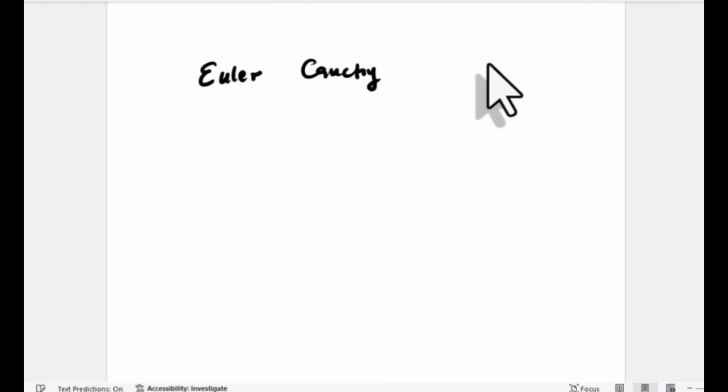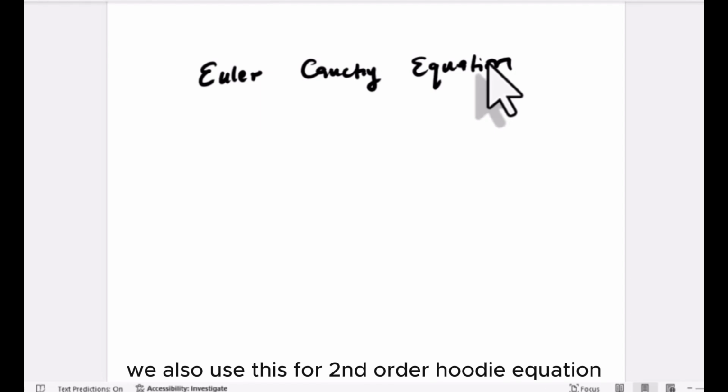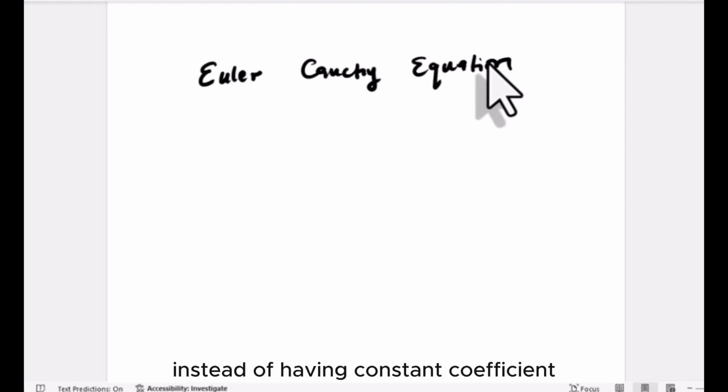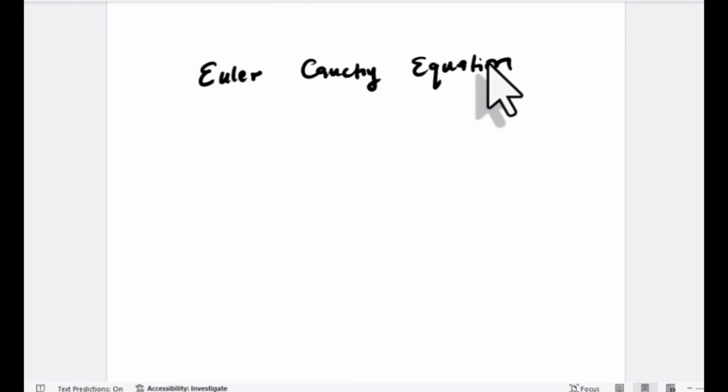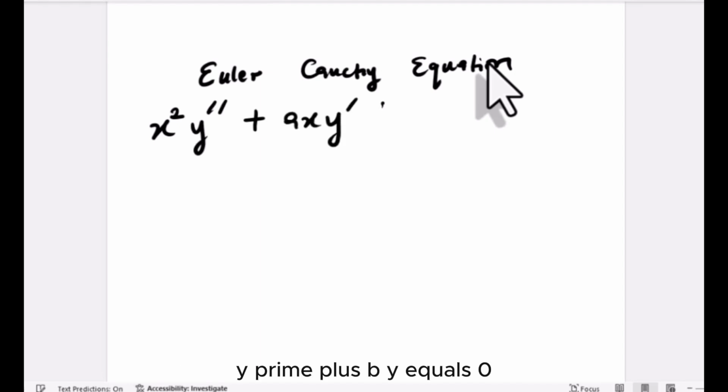Euler-Cauchy equation. It's also for the second order ODE equation. We also use this for second order ODE equation, and this time around, instead of having constant coefficients, we'll be having an x squared coefficient in our equation. So, for example, if you have x squared y prime prime plus ax y prime plus by equals 0.